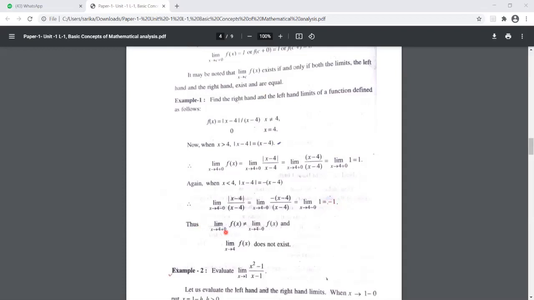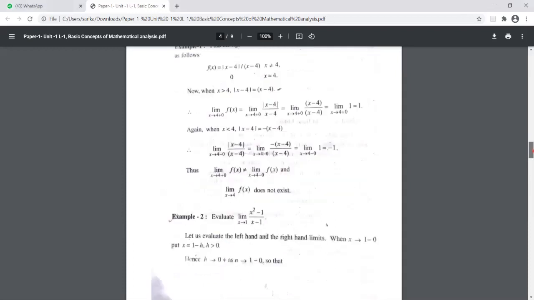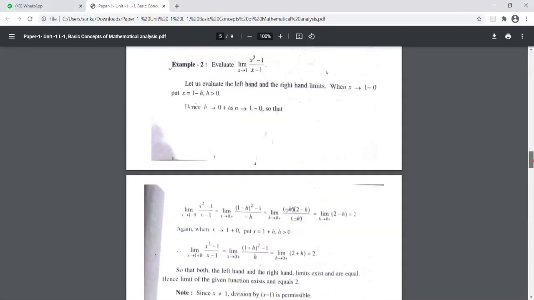Now both exist. We are getting the value of both the right side limit and left side limit, but both are not equal. One is 1 and another one is minus 1. So we'll say in the end that both the right hand limit and left hand limit exist but are not equal, so the limit does not exist. We'll write limit as x tends to 4 of f(x) does not exist. Understood? Very easy.